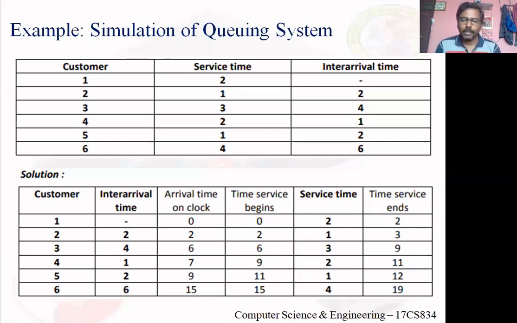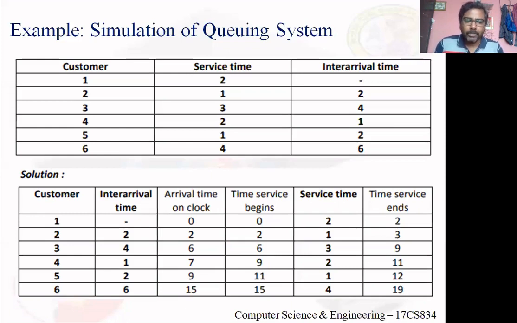Clear? For 2 minutes. Clear? So what about customer 6? Waiting time 15 minus 15, 0. Clear? So I repeat, what you have analyzed is that the waiting time for customers 1, 2, 3, and 6 are zeros.